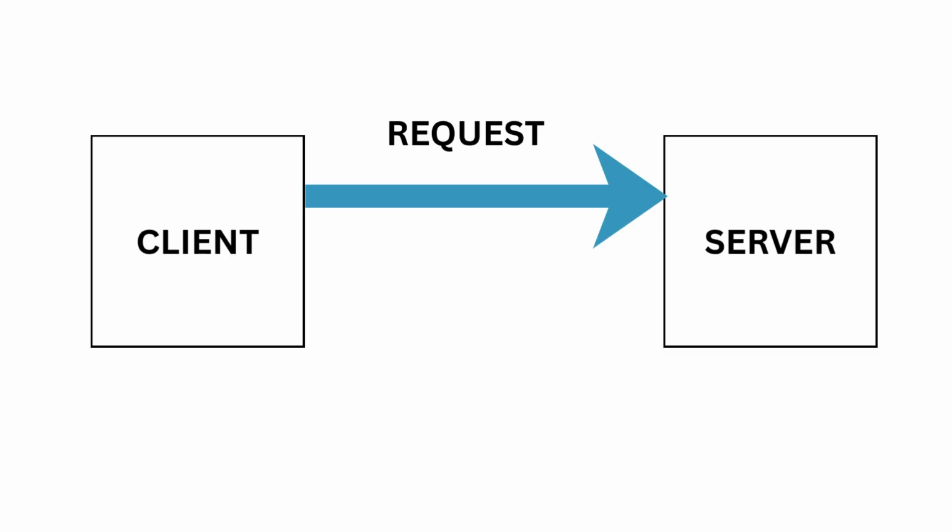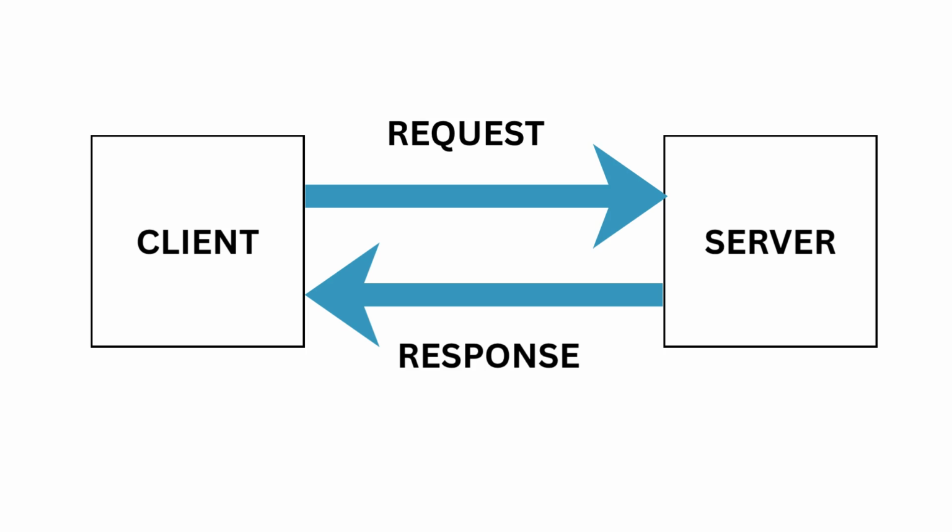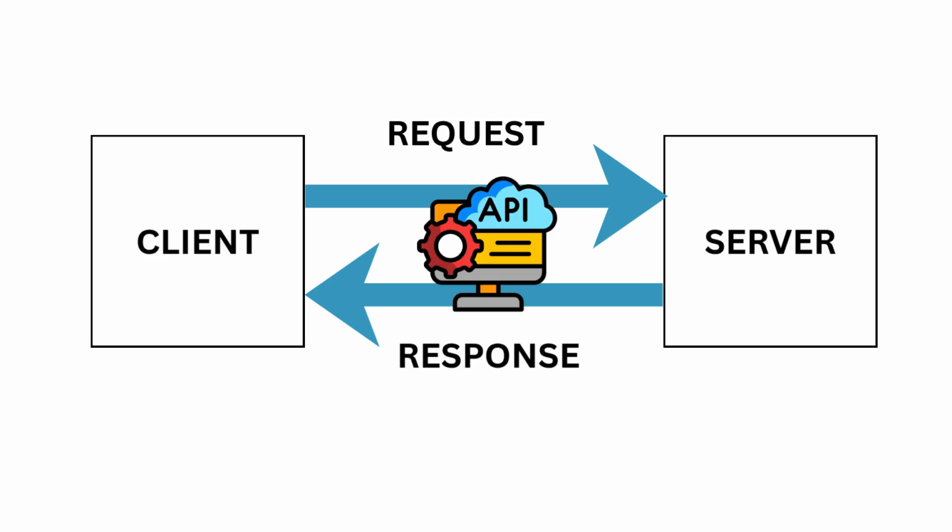Now, the client sends a request to the server asking for a service. The server processes the request and sends the requested data back to the client. The communication between these two systems, the request and the response, is handled through an API, application programming interface.